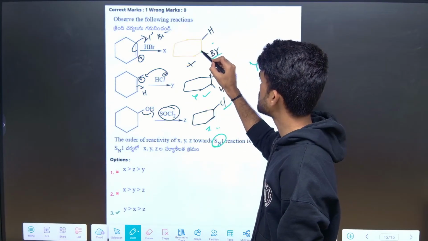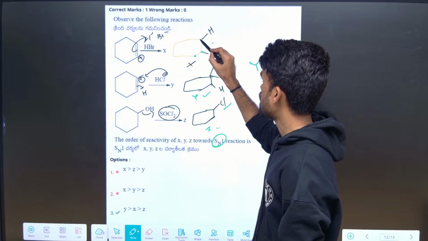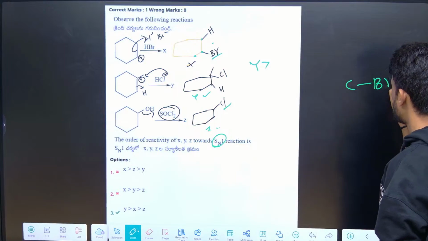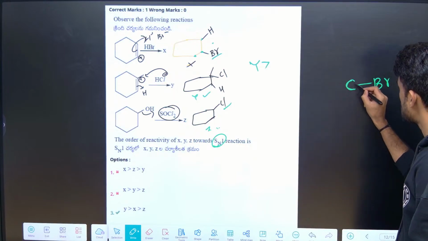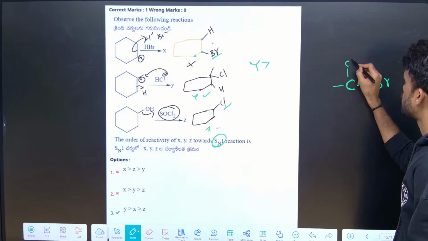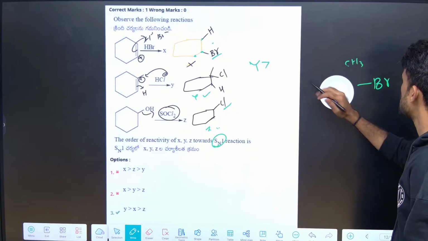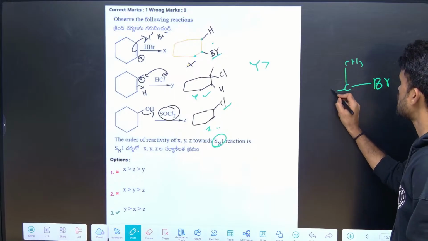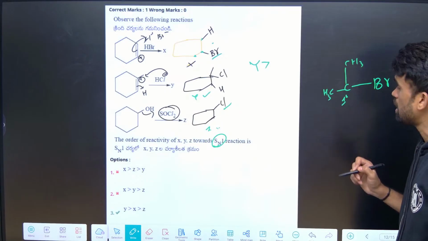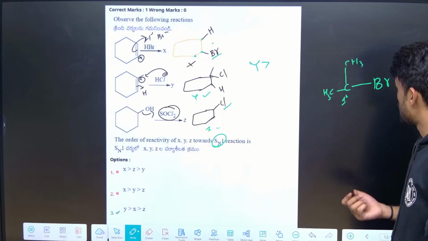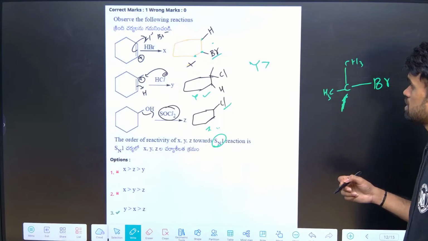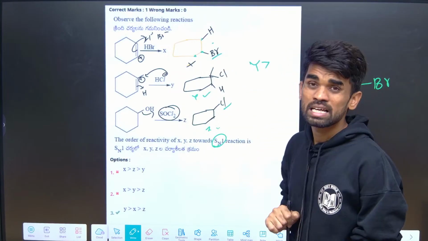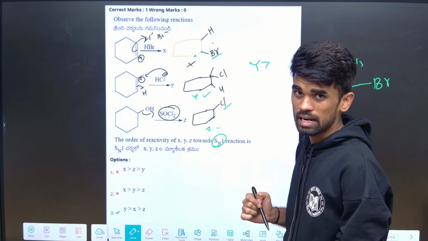Both are secondary halides because the chloride and bromide are attached to a carbon which is surrounded by 2 other carbons. See, this is the position of the carbon. If this carbon is attached to only one other carbon, then we can say this carbon is primary. If it is attached to 2 other carbons, then we can say secondary. If it is directly attached to 3 other carbons, then it is tertiary. Now this Z and X are what? Secondary alkyl halides.